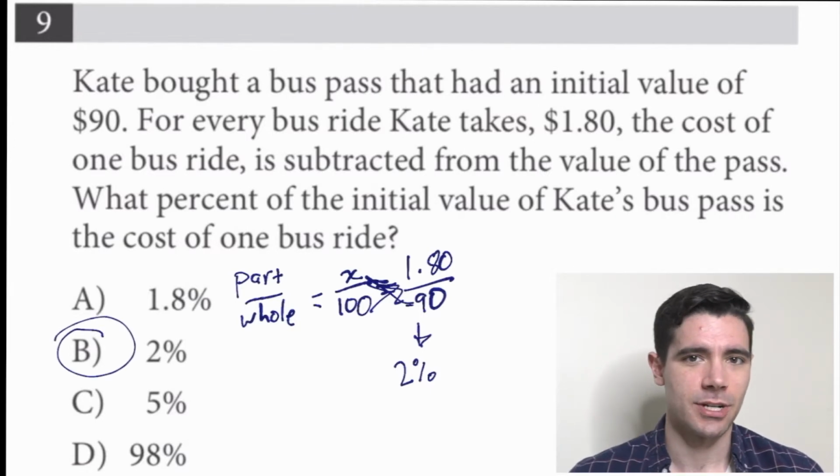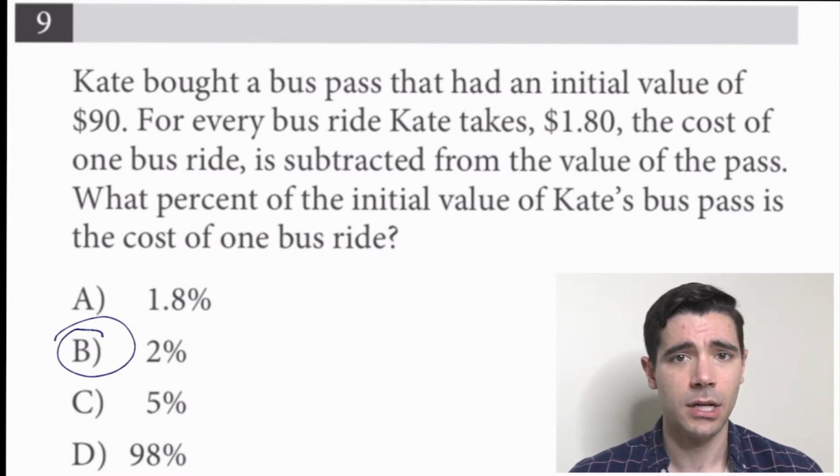You could also think about this question as asking, what percent of 90 is 1.80? Okay, well you could translate that as what percent, being x over 100, of 90, being times 90, is being the equal sign, and then 1.80, and solve from there. Either way, you'll get the right answer, 2%.